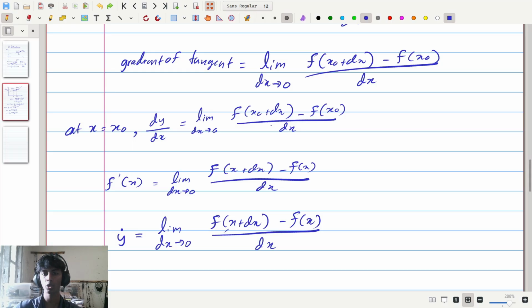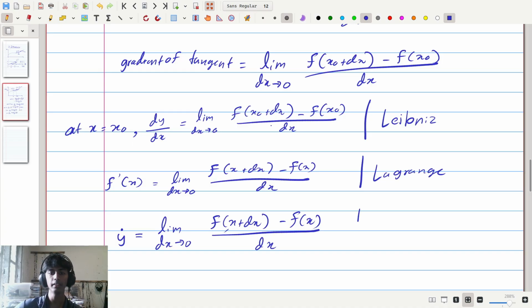This notation on top is the notation which we call the Leibniz notation. It's written as L-E-I-B-N-I-Z, Leibniz notation. This notation here is something called the Lagrange notation, and this notation here is something called the Newton notation. These three people you might know, you might not know Lagrange, you might not know Leibniz either, but you definitely know Newton. Newton was one of the founders of calculus.